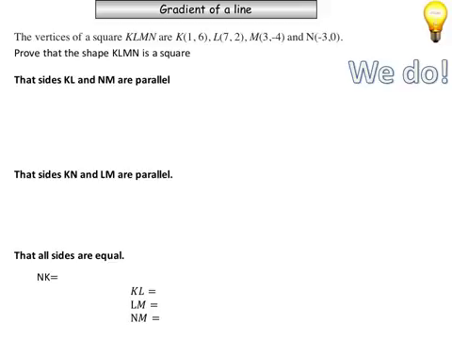Now one thing that we haven't learnt yet is that if we have two lines that are parallel, we should recognise that both of these lines will have the same gradient. So essentially what we're doing in these first two parts is we need to show that the line KL and NM both have the same gradient. We need to show that KN and LM both have the same gradient. So have a go at doing those. Pause the video and try using the formula that we have learnt so far.